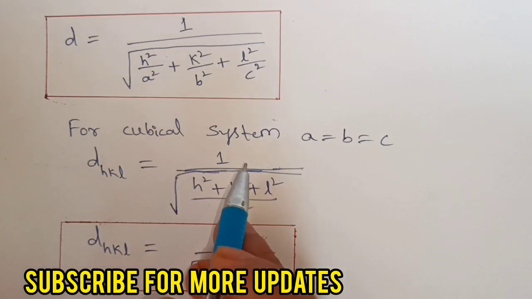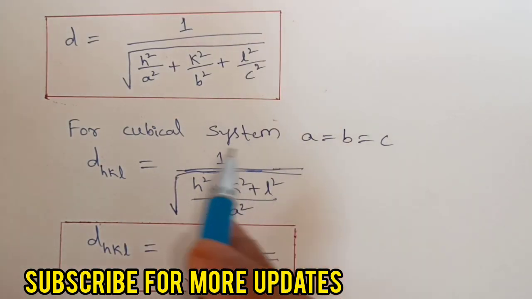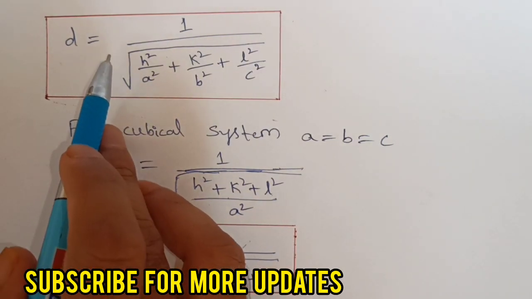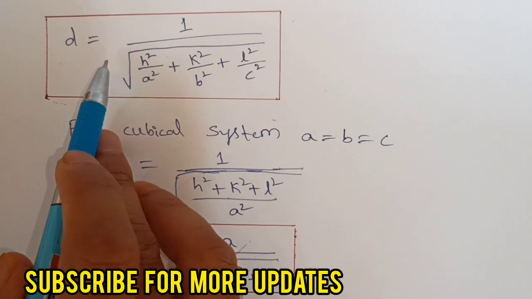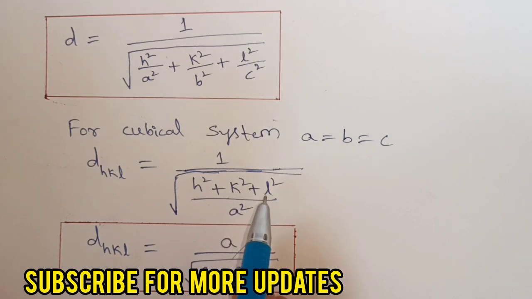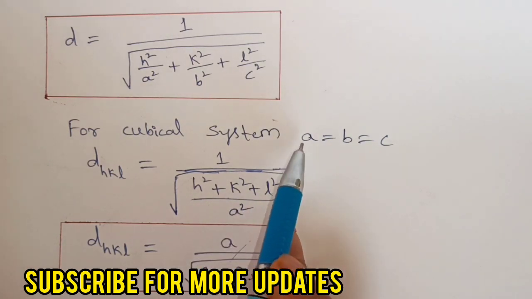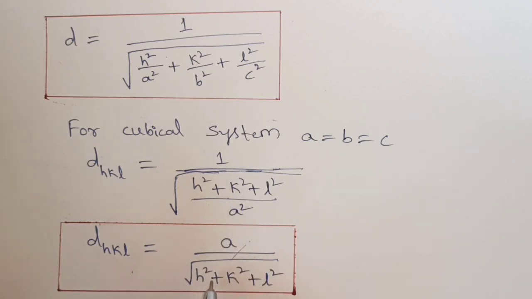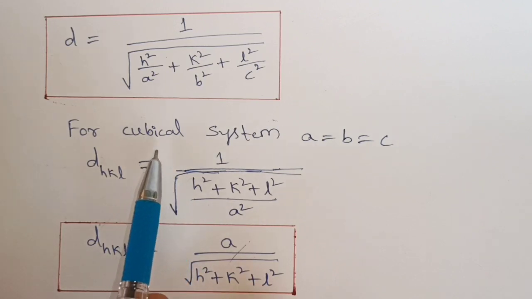Now for the cubic system, we know that a equals b equals c. For the distance in a cubic system, we use the same general formula. That is 1 by under root of (h square plus k square plus l square) divided by a square, because a equals b equals c. The denominator goes to the numerator, so it becomes a divided by under root of h square plus k square plus l square. So this is the equation for finding the interplanar distance for cubic systems.